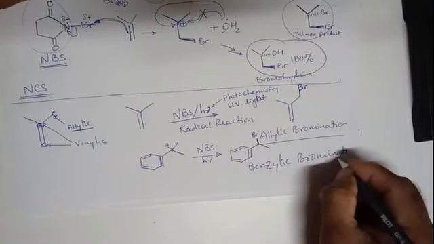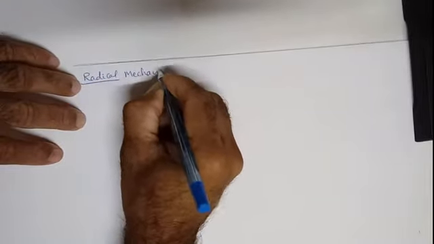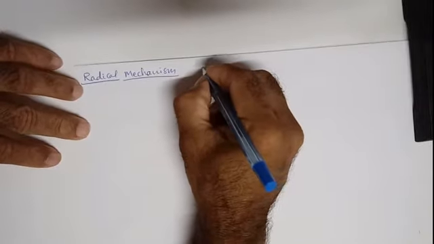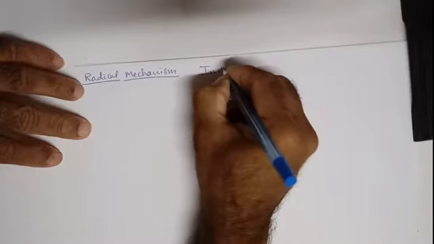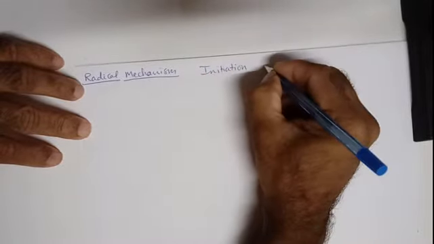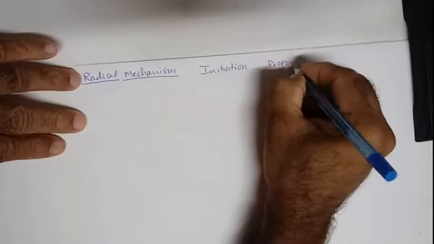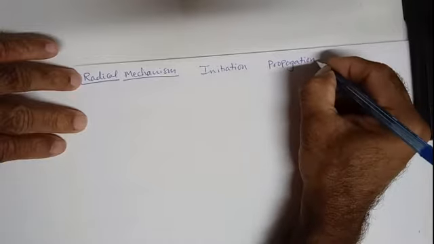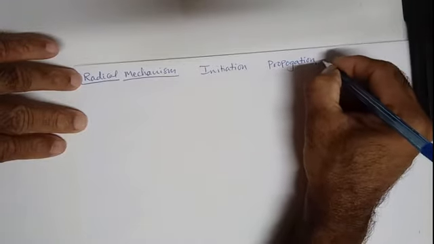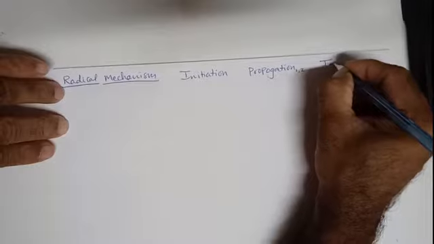Okay, so what would be the mechanism for that process? Let's look at radical mechanism. Radical mechanisms go through three different stages. One is initiation. Second is a set of propagations, at least two of them: propagation 1 and propagation 2. And then finally termination.